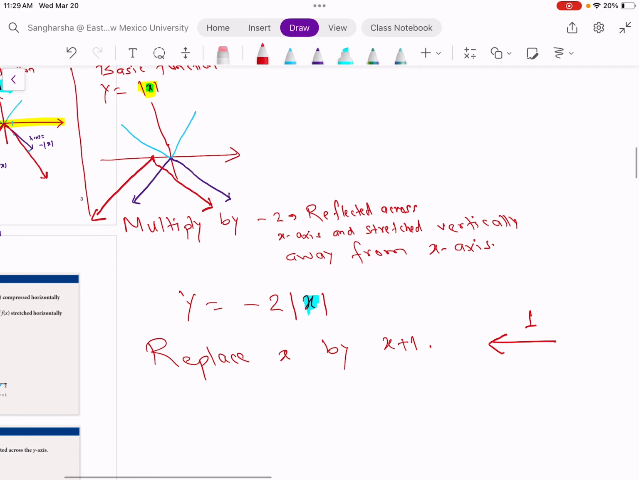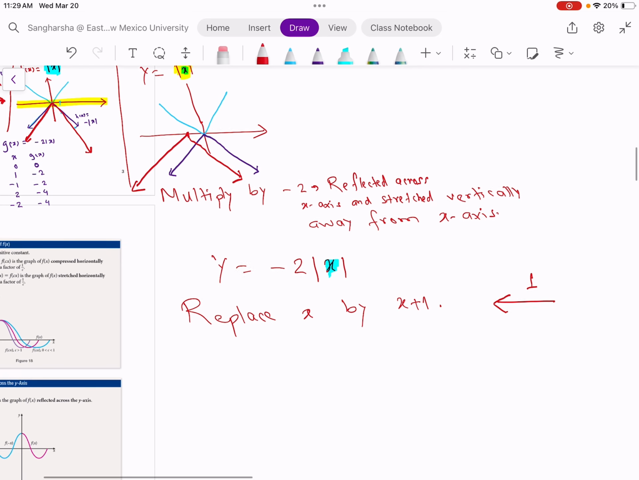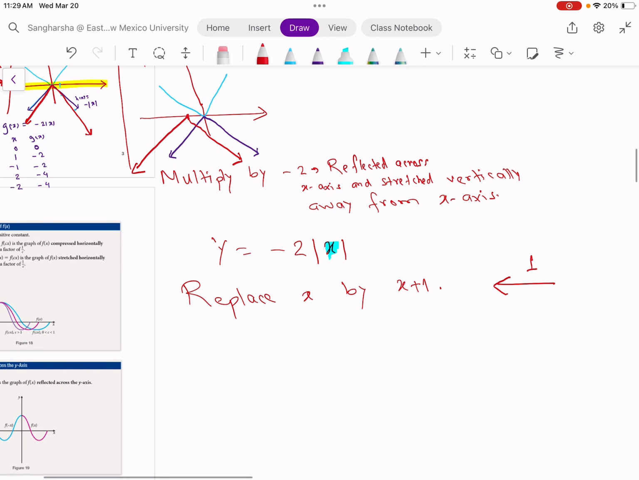So when you replace x of a function by x plus 1, your graph is shifted to the left by 1 unit. And so our function y becomes -2 times the absolute value of x plus 1. We replace x by x plus 1.